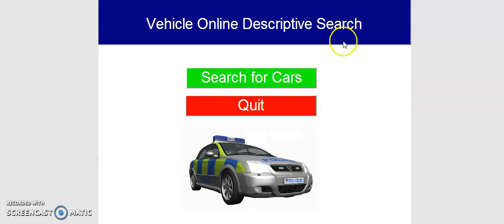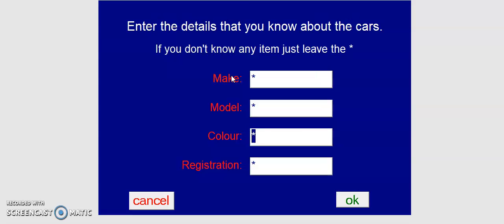Behind this nice user interface is a Microsoft Access database that stores 200 records of cars and their details. What I can do is click search for cars, and in here I can enter the details that I know about the cars. If I don't know any piece of information like the make, the model, the colour or the registration, I can just put an asterisk in that instead.